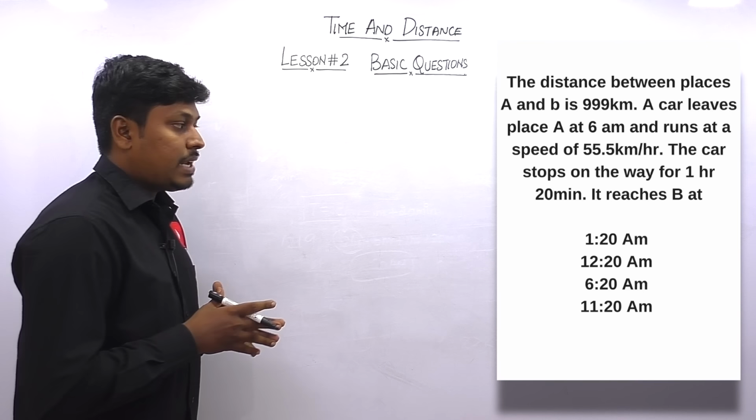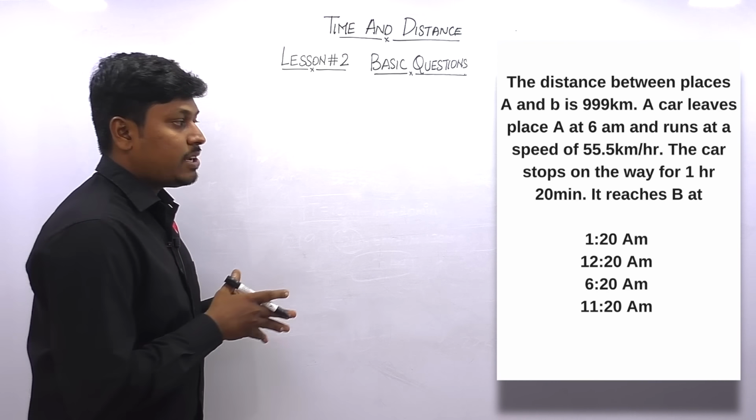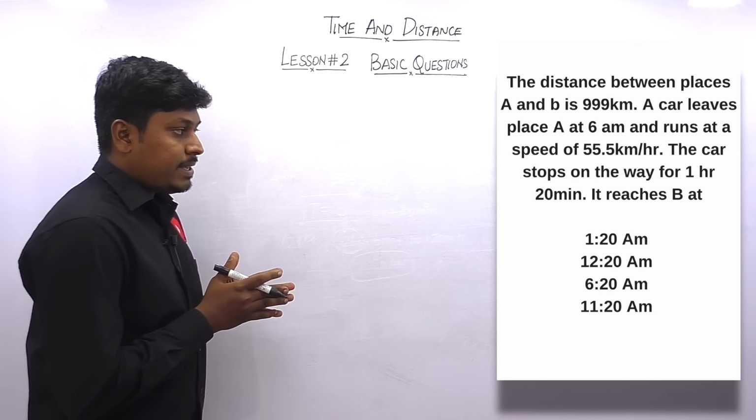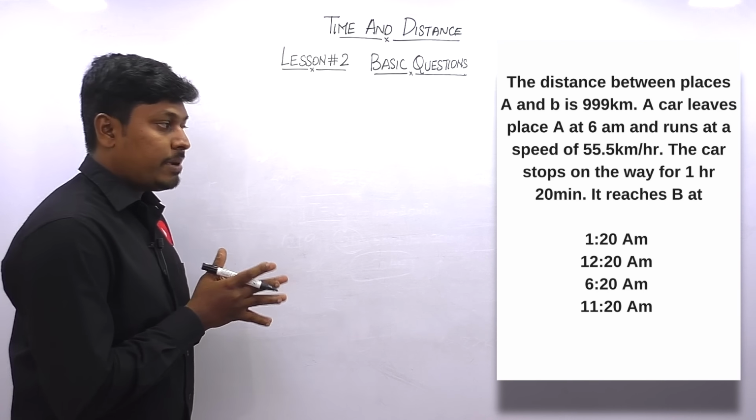Question number 8. The distance between place A and B is 999 kilometers. A car leaves place A at 6 am and runs at a speed of 55.5 kilometers per hour.